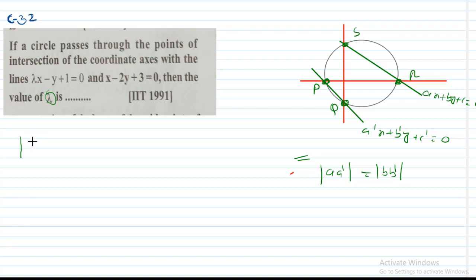So lambda into 1 equals b b dash, that is minus 1 into minus 2. What happened? Mod lambda equal to 2. So I can say lambda equal to 2. So the answer for this problem is 2.